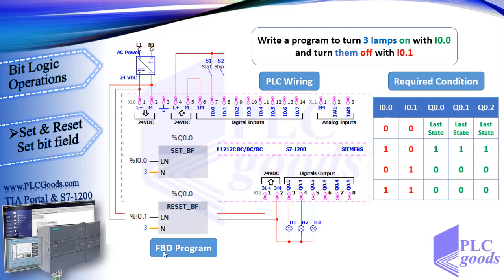Well, this table shows how the program works. When both inputs are inactive or 0, both blocks don't do anything. So related outputs remain in their last state. When just I0.0 is 1, it enables the set bit field instruction, and sets Q0.0 to 1 and also Q0.1 and Q0.2.